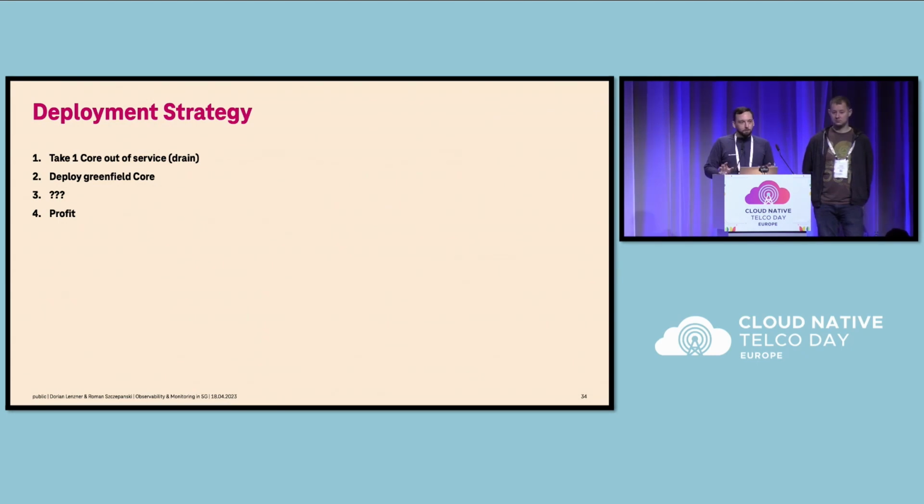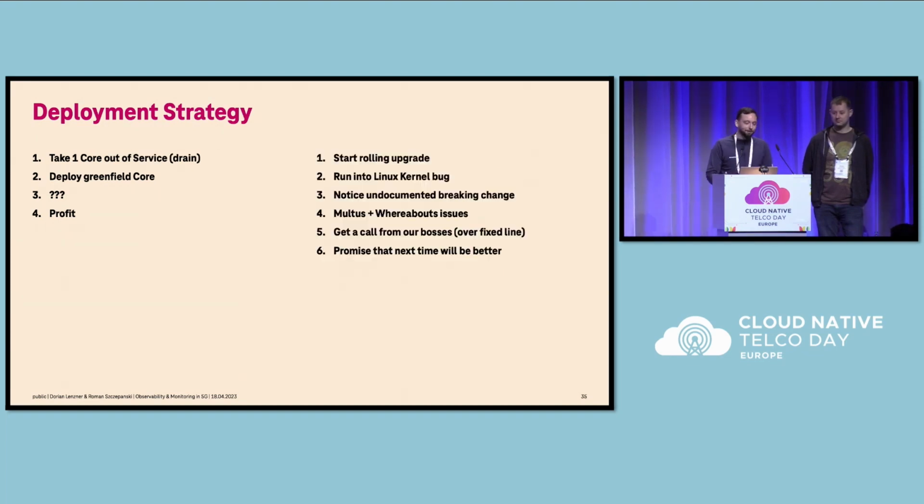And please take this with some humor, because this is a collection of the worst things that happened in the past, and it has not happened all at the same time, and it's not to be taken that seriously. But you start your rolling upgrade of either infra or application, and then you run into a Linux kernel bug that you never heard about before, and it only happens in your specific circumstances. And then maybe you notice that there's some undocumented breaking change in some component, proprietary or open source, and suddenly nothing is working anymore. That's kind of bad.